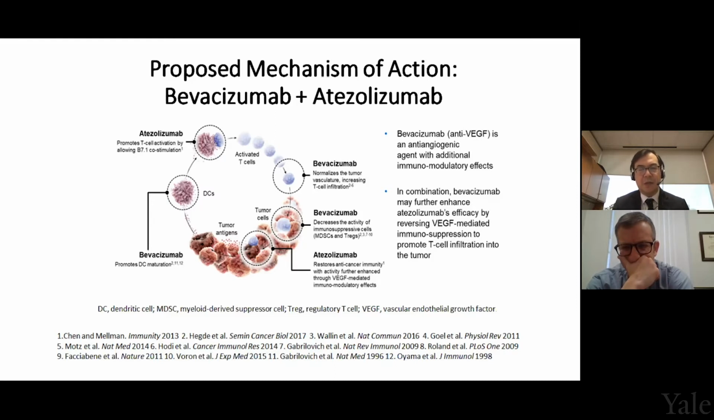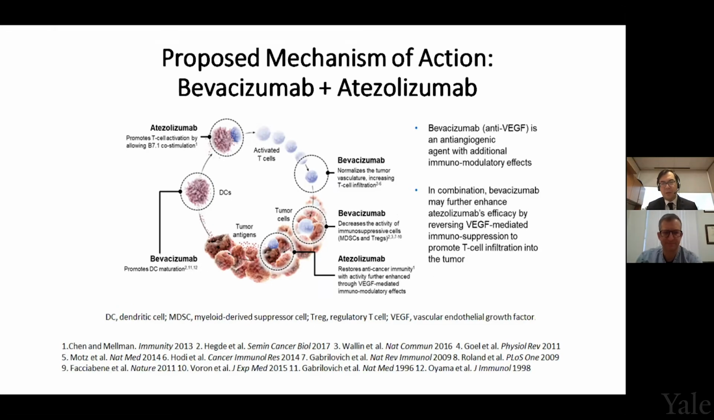The atezolizumab, it's important to notice, needs the T cells in order to be effective. If you are giving immunotherapy, it only works if you have T cells within the tumors. Without the bevacizumab, a lot of these T cells wouldn't be there or would be immunosuppressed. So you're trying to lift that immunosuppression to allow the T cells that are there to be activated by the immunotherapy. The combination of those two agents is what has proven effective.